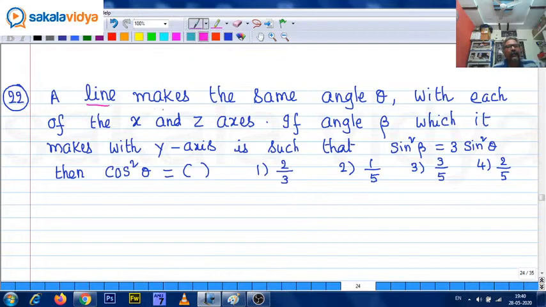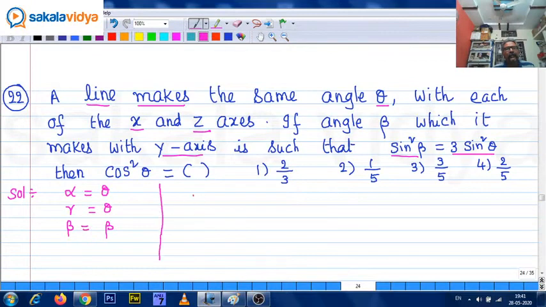A line makes the same angle theta with each of the x-axis and z-axis. The angle made by the line with the x-axis and z-axis is theta only, but the angle made by the line with the y-axis is beta. The relation given is sine square beta equals 3 sine square theta. Then we need to find the cos square theta value. From the question we understand that alpha is equal to theta, and for the z-axis gamma is also theta. Beta is equal to beta.